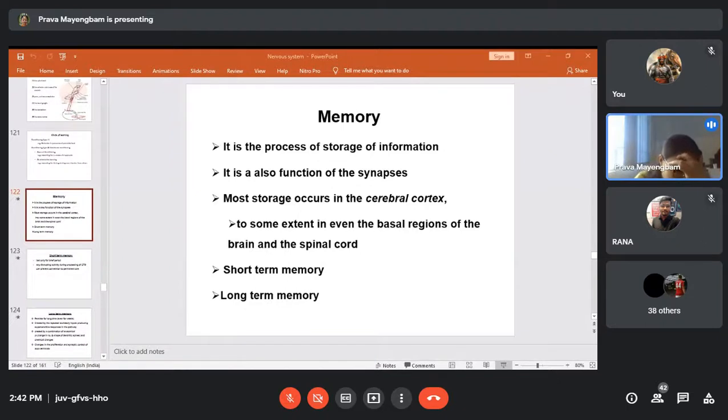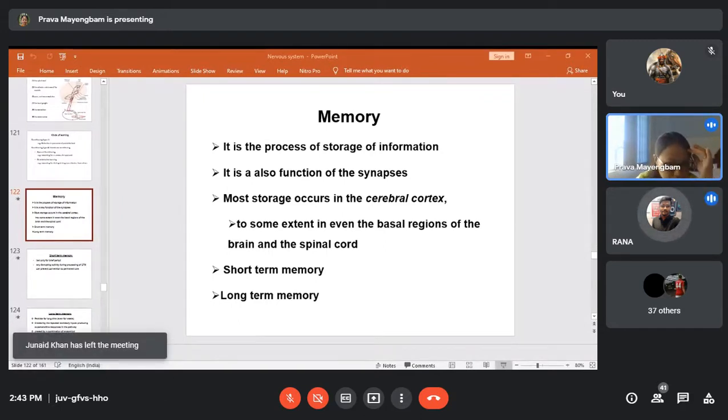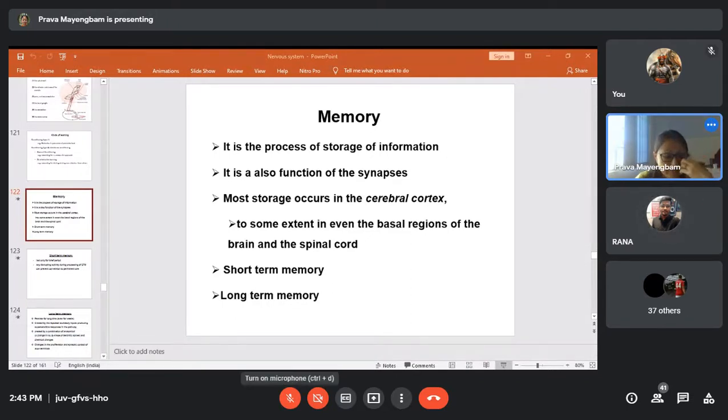Memory can be short-term memory and it can be long-term memory. What do you understand here? Do you have any idea about short-term memory and long-term memory? Yes, ma'am. What is the difference? Ma'am, long-term memory is processed during our deep sleep. During our deep sleep? Really? Yes, ma'am.